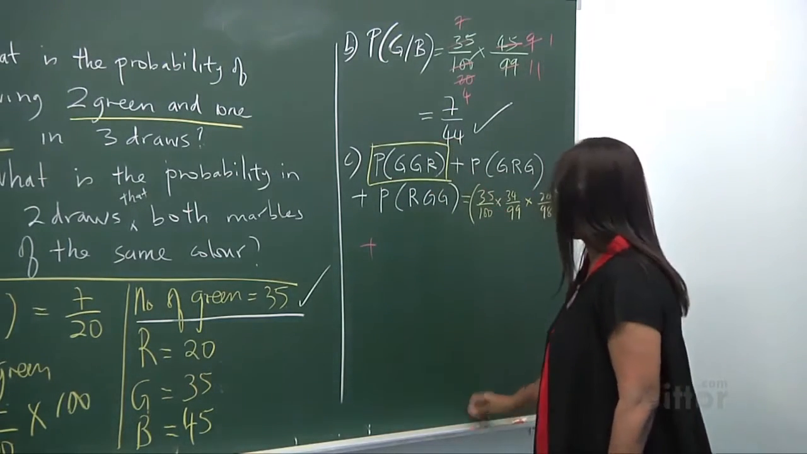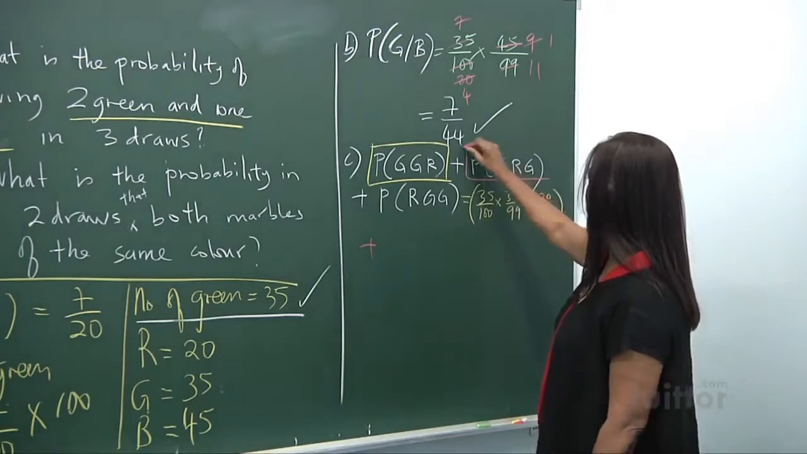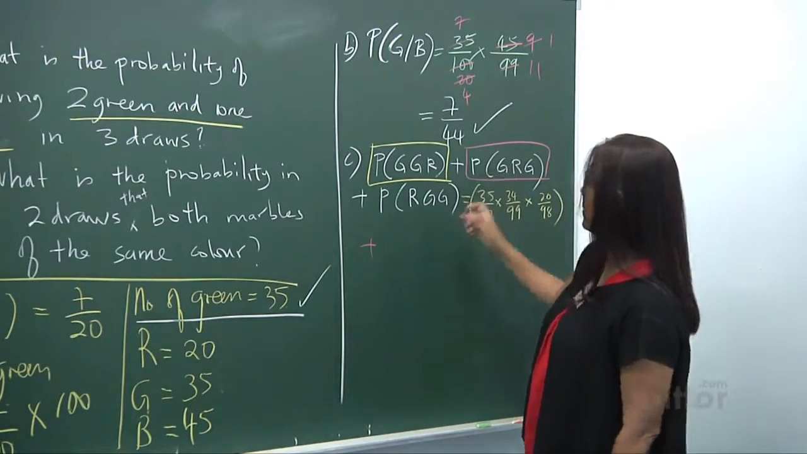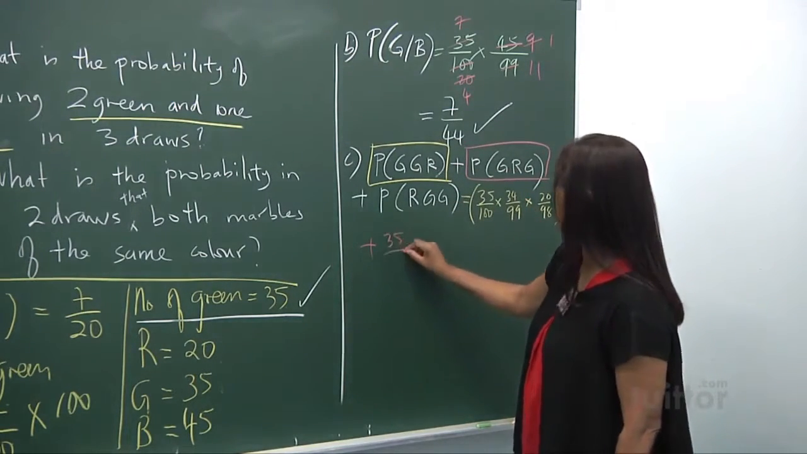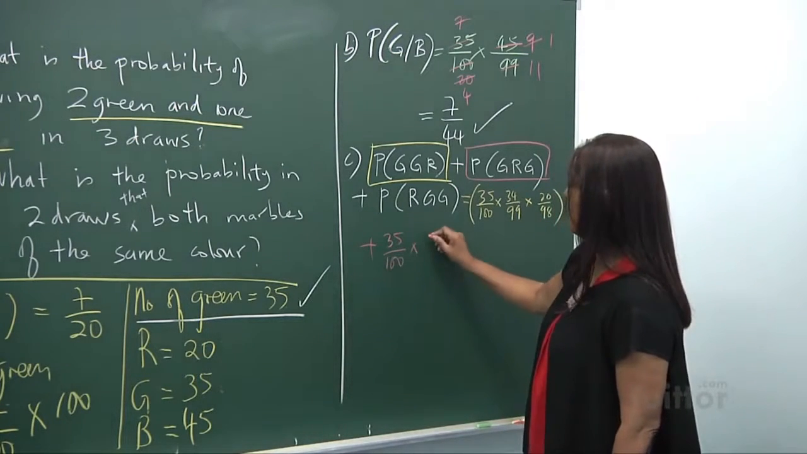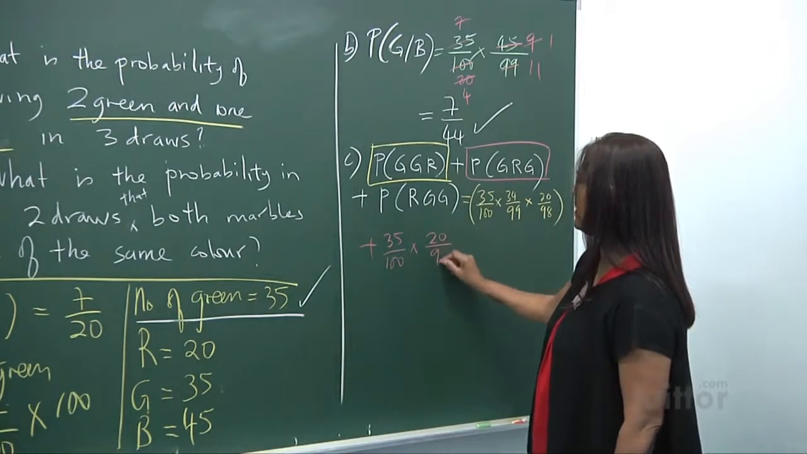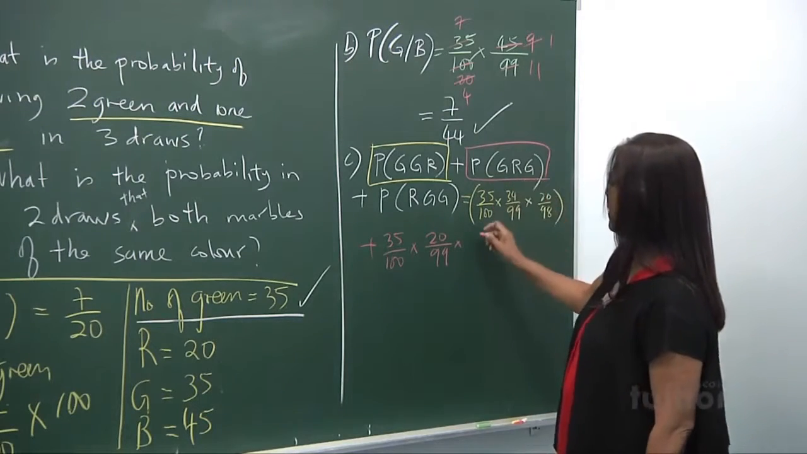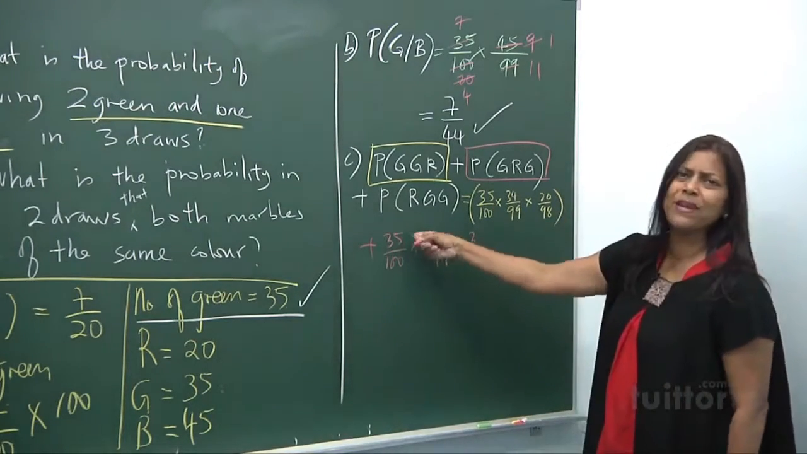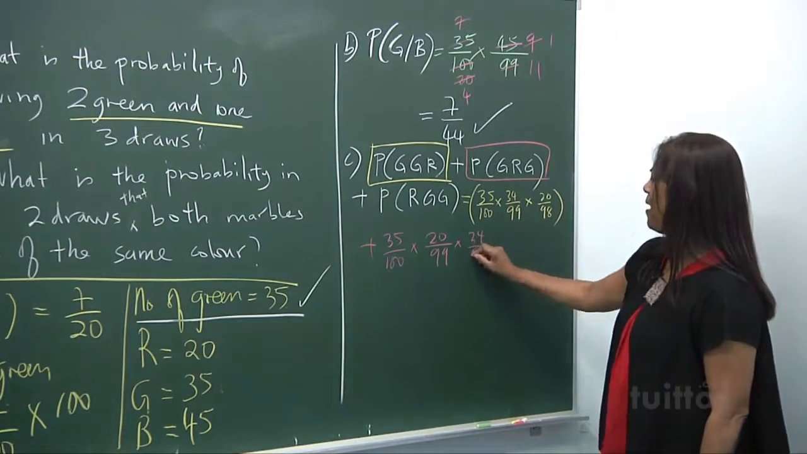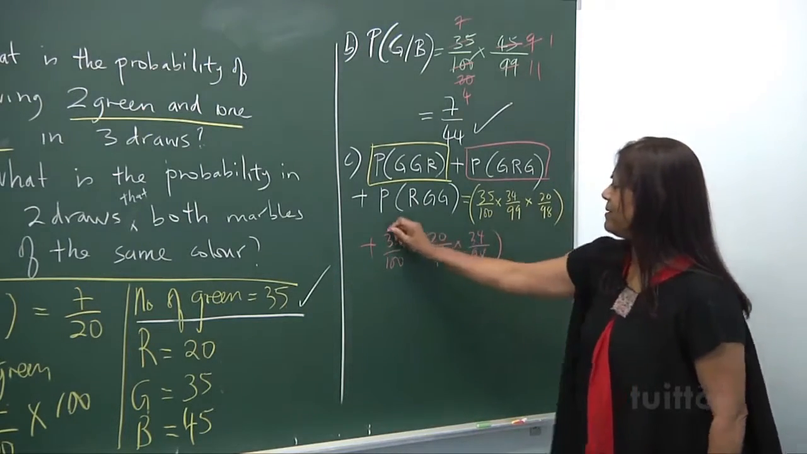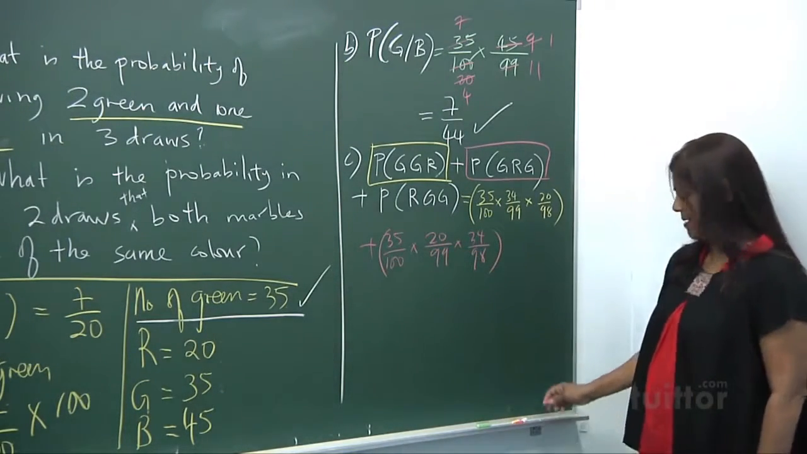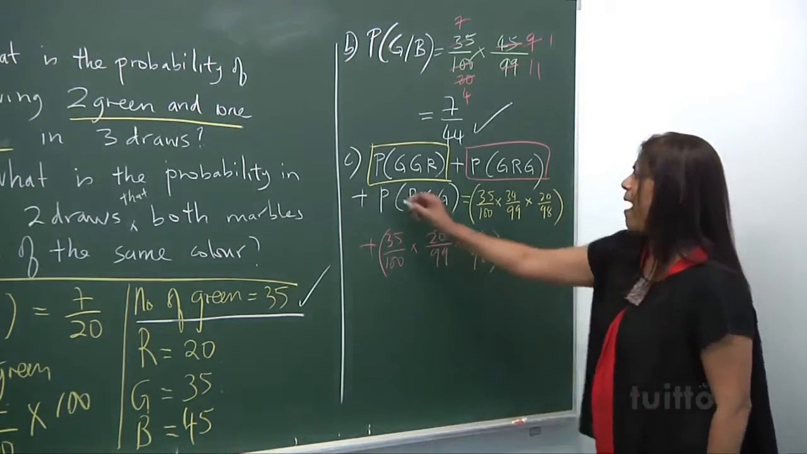This part, the red one, let's look at this. What is this going to be? The probability of a green is 35 out of 100. A red, there's 20 out of 99. And a green again, because you've taken one green out, you've got 34 out of 98. So this is the second event. And then we look at the next part.